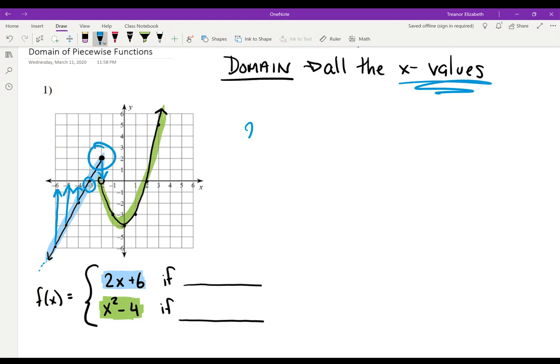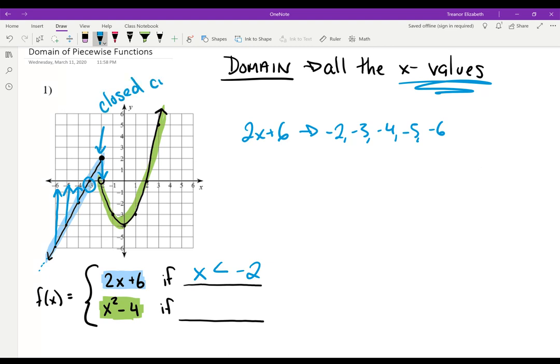So for 2x plus 6, some of the x values that we have so far were -2, -3, -4, -5, -6. So all of these x values were simply less than -2. But because this is a closed circle, it is also going to be equal. So this domain is when x is less than or equal to -2.